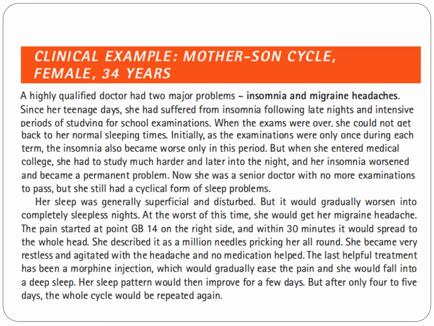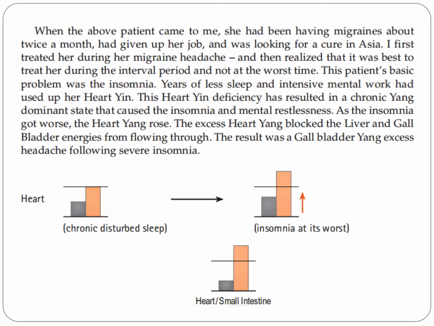The pain started at the point of gallbladder 14 on the right side, and within 30 minutes, it would spread to the whole head. She described it as a million needles pricking her all around. She became very restless and agitated with the headache, and no medication helped. The last helpful treatment had been her morphine injection, which would gradually ease the pain and she would fall into a deep sleep. But only after 4 to 5 days, the whole cycle would be repeated again. So it keeps repeating.